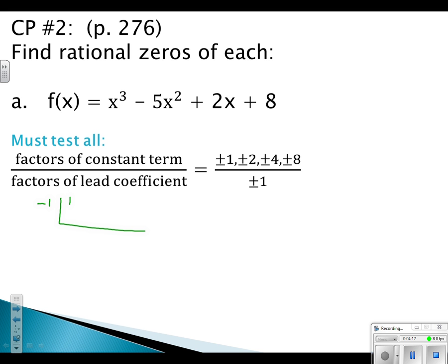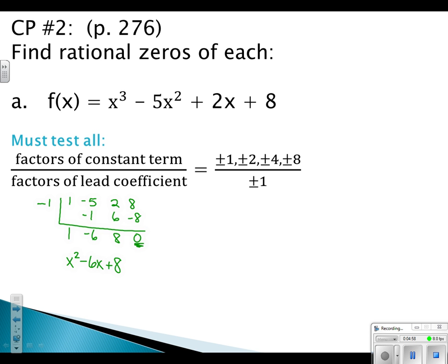Just to show you that it does work, I'm going to run that one through this time. So working our synthetic process, you see that I do in fact come out with a 0. Now, I know that negative 1 is a 0. So x plus 1 would have been one factor. Now, if I take that out, I'm left with a smaller polynomial, because it's going to be a factor smaller than the original. This synthetic division results in this polynomial.